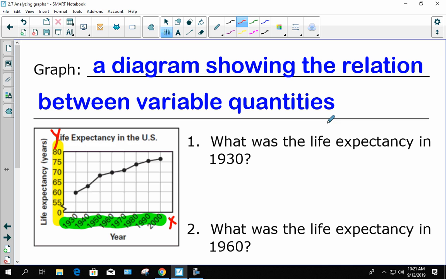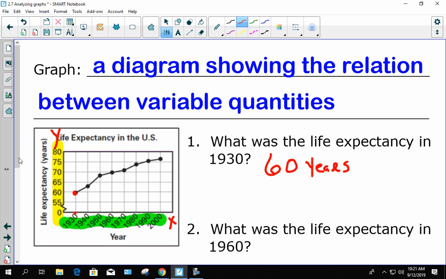What is the life expectancy in 1930? Well, right here is 1930. I go up to this dot. How many years is the life expectancy in 1930? So you have to say 60 years. Remember how I said before I wasn't gonna worry about units of measurement? That stops right now. Now I worry about units of measurement. So if you don't have years on the test, it's wrong.